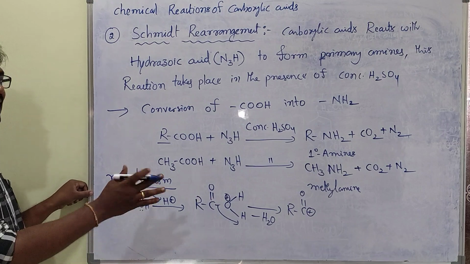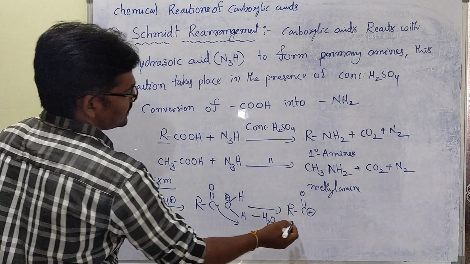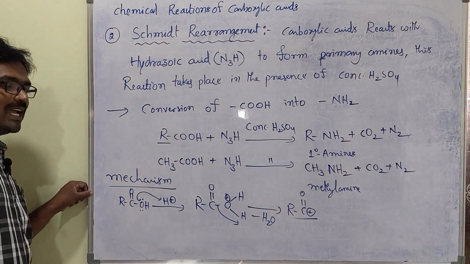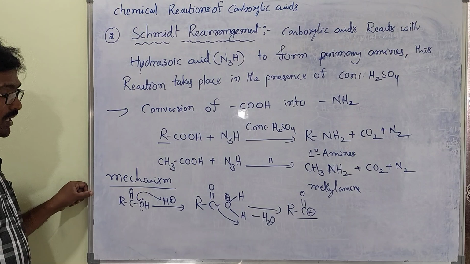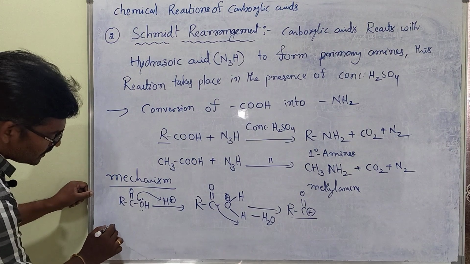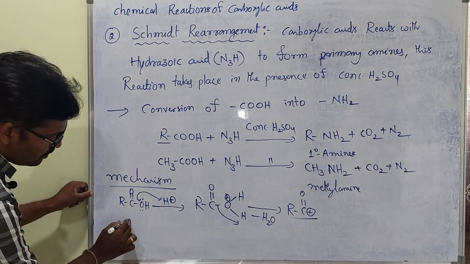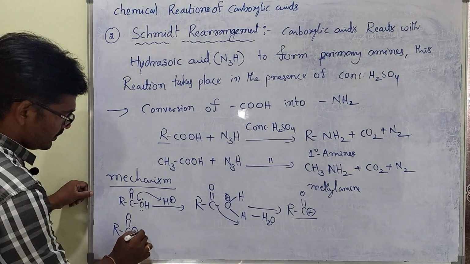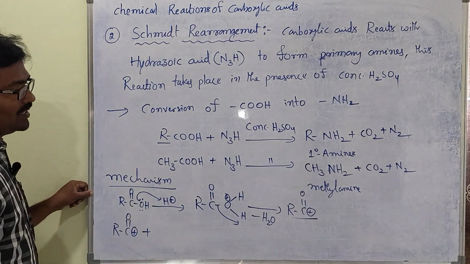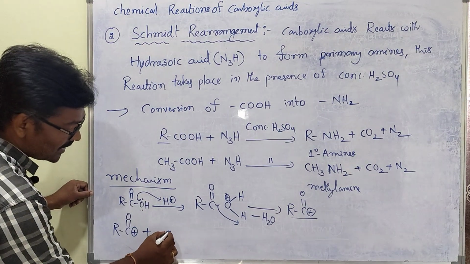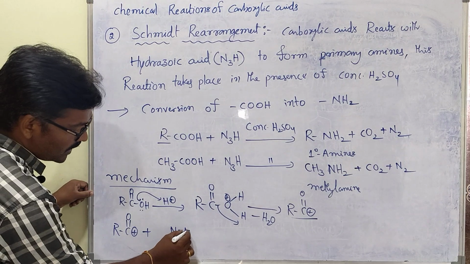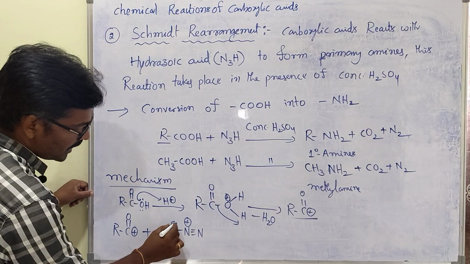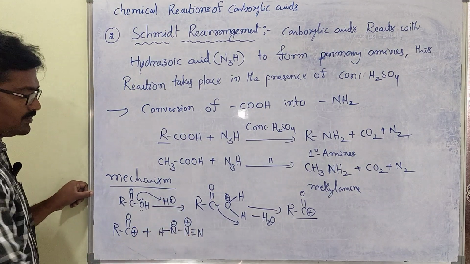That is acyl or acetyl. So in the place of R, if you take CH3, an acetyl carbocation will be formed. Next, what happens? This carbocation, RC double bond O plus, reacts with HN3. The structure of HN3 is N bond N triple bond N, with a positive charge here and a negative charge here, and H will be there like this.